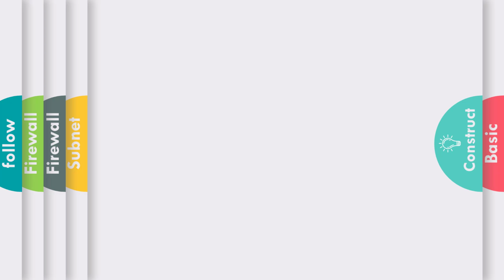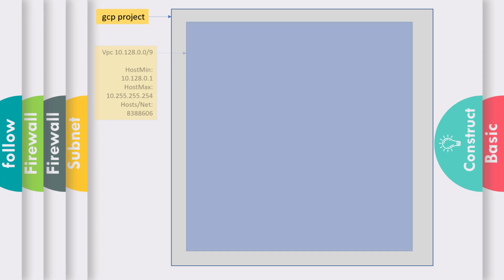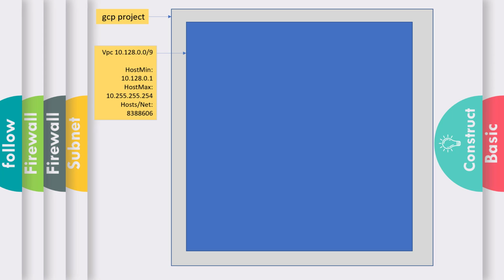So let's start constructing a VPC in GCP. The first thing you construct is a GCP project. Once you've created a GCP project, the second thing you create is the VPC itself. The VPC can have any RFC 1918 range. Here I have constructed one with the range 10.128.0.0/9. This can have host addresses ranging from 128.0.1 to 255.254, and it can have a large number of hosts within it.